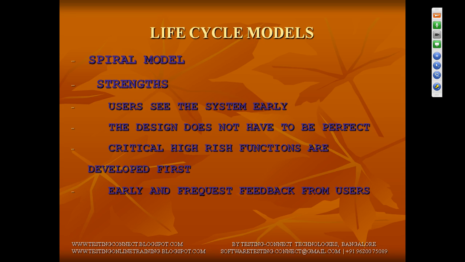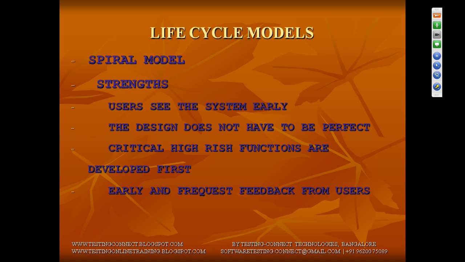The requirements are not at all stable, right? So a rough design you can come up with, and you can go for the implementation phase. Critical high-risk functions are developed first. You will always be communicating with your client, so from time to time the requirements may change, right? So requirement priority may change, and at that time he'll tell you that critical, high-severity, high-priority modules may get developed first. That is the advantage of the spiral model.